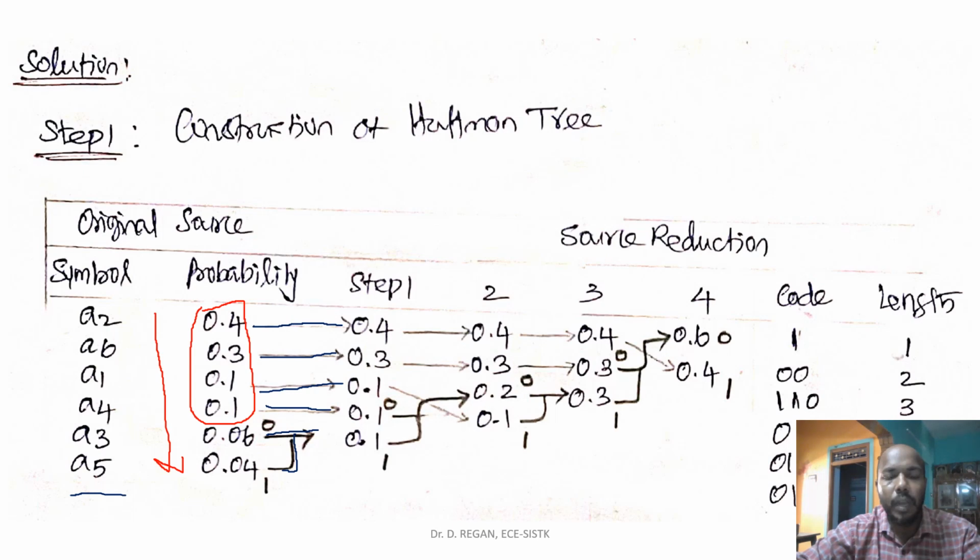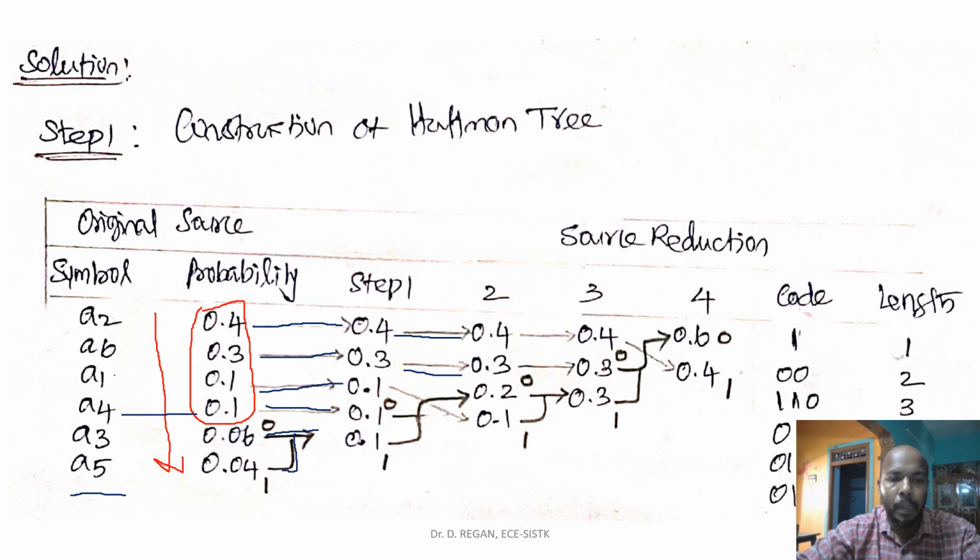Here, after this addition of the last 2 symbols, 0.4 is still on top, 0.3 is also at the top, but because the last 2 symbols were added, we got a new compound symbol, which is 0.2. So after this reshuffling in descending order, this 0.1 is A4.